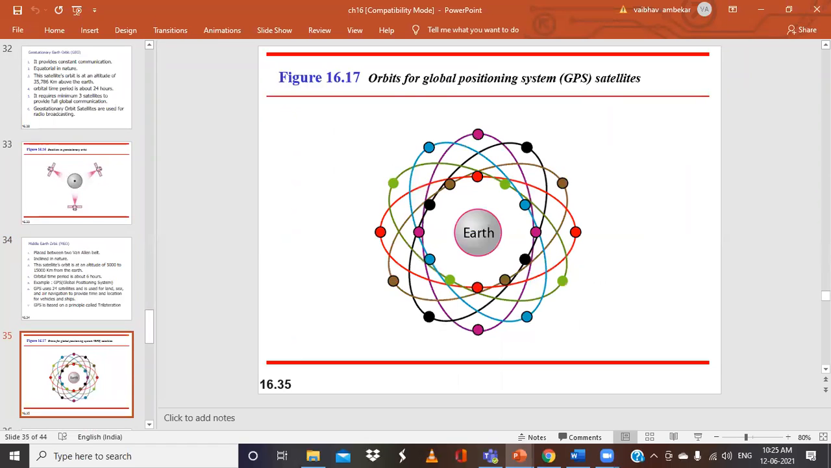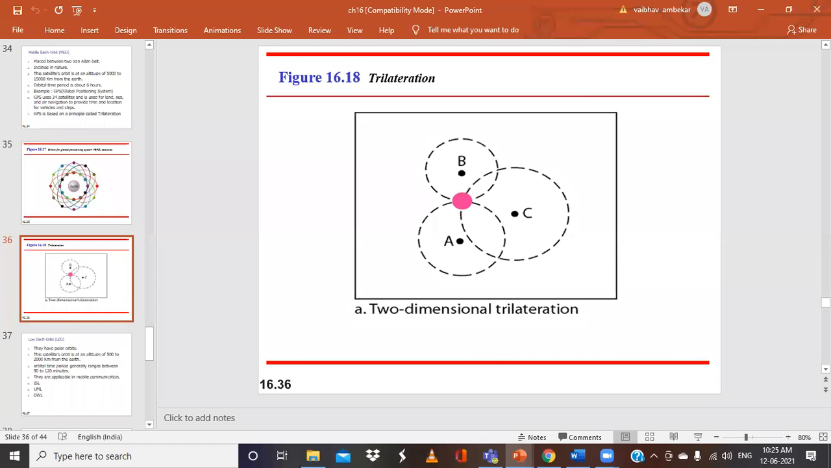Yes, does anybody have any other doubts? So again, there is much discussion of two-dimensional trilateration. There can be three-dimensional trilateration and so on, but we are restricting ourselves to only this concept.